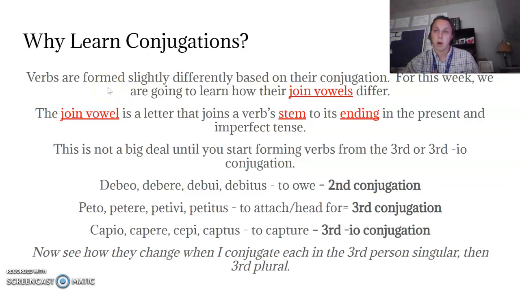The endings are the same: o/m, s, t, mus, tis, nt; bam, bas, bat, bamus, batis, bant. The endings don't change based off the conjugation. It's little weird stuff that happens in the middle of the verb. It actually determines what their joined vowel is going to be.